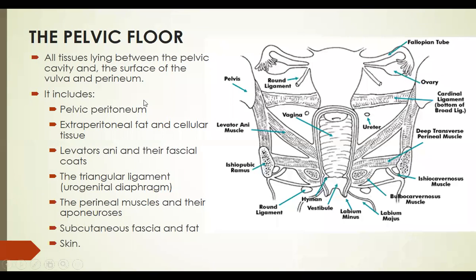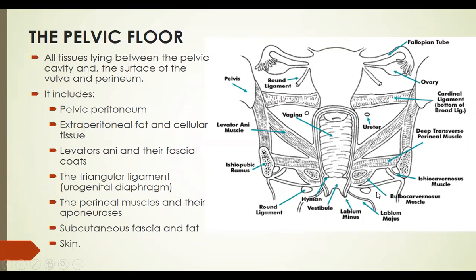It is made of the pelvic peritoneum, which doesn't have much importance because it is just a peritoneal fold. Then the extraperitoneal fat and cellular tissue, which will be in between. Then the levator ani, one of the very important muscles. This is the levator ani, which is holding the uterus in its position, with the levator ani muscle and their fascial coverings on either side. Then the triangular ligament, which is called the urogenital diaphragm. Here will be the urogenital diaphragm. Then the perineal muscles and their aponeurosis, subcutaneous tissue, fascia, fat, as well as outside we have the skin.